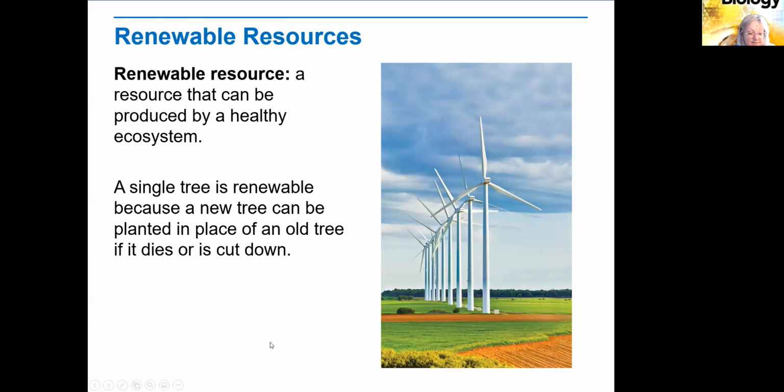Renewable resources. Renewable resources are those resources that can be produced by a healthy ecosystem. A single tree is renewable because a new tree can be planted in place of an old tree if it dies or is cut down. Healthy forests hold soil in place and offer important ecosystem goods and services by protecting the quality of the freshwater supplies, absorbing carbon dioxide, and moderating the local climate.